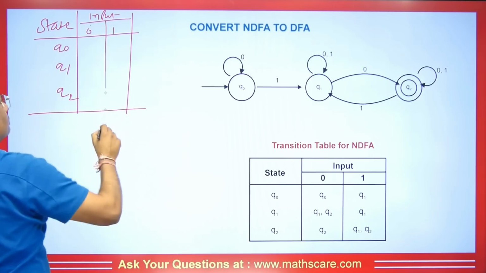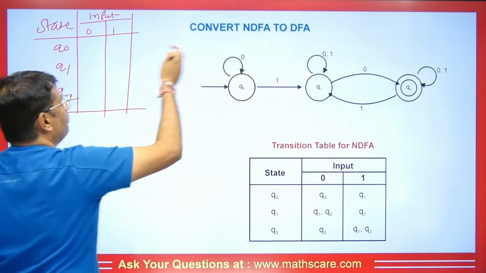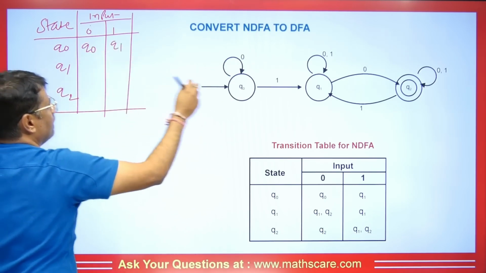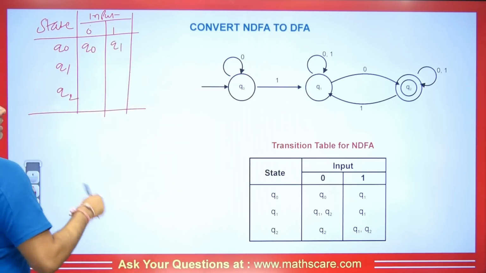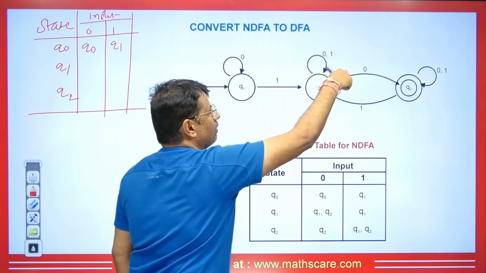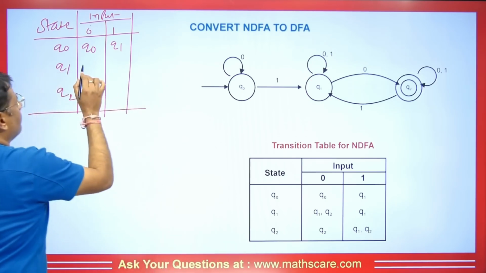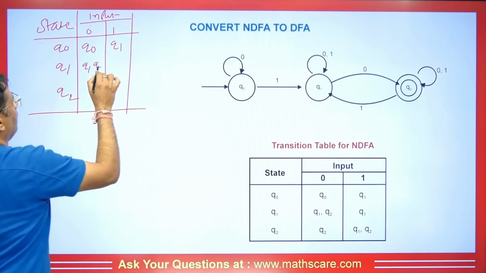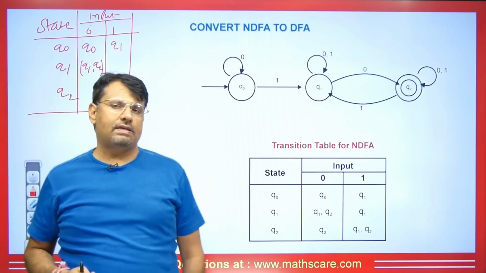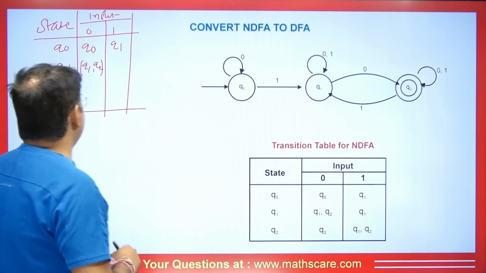Let's move ahead. Now, look at Q0. With input 0, it is going to itself. See where it goes with input 1. It's going to Q1. Now, let's look at Q1. For state Q1 with input 0, it goes to itself and also to state Q2, right? So, here we have Q1 and Q2, right? If we have two states present in the input table, then it is called NDFA. This is an important point to remember.